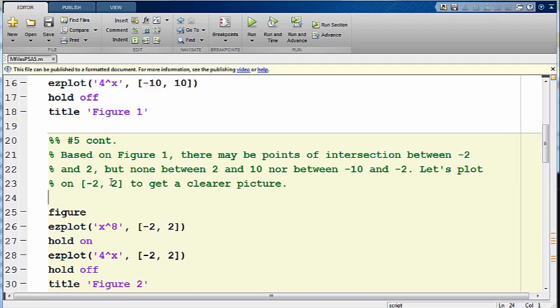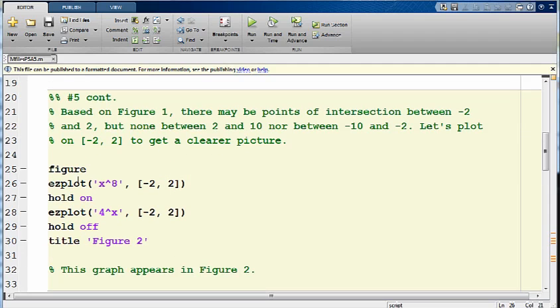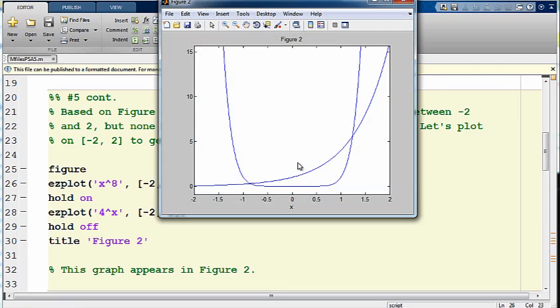Let's plot on minus 2, 2 to get a clearer picture. So I issue a new figure command, which brings up a new graphics window. And I'm plotting the same two graphs, but this time only on the interval minus 2, 2. I labeled it figure 2. And let's see what results. I run the section. And now we see what's happening between minus 2 and 2. Here's x to the 8th. Here's 4 to the x. And there's 2 points of intersection. I don't know, this is a little less than minus 1. And this is somewhere, I don't know, 1.2 or so.